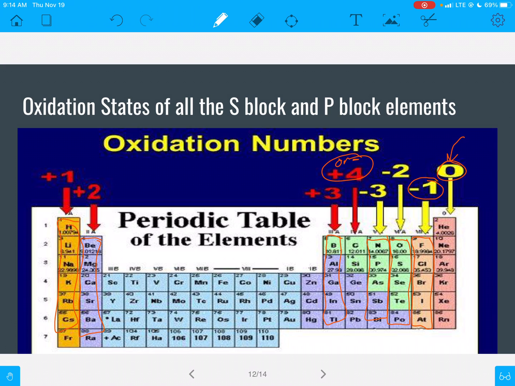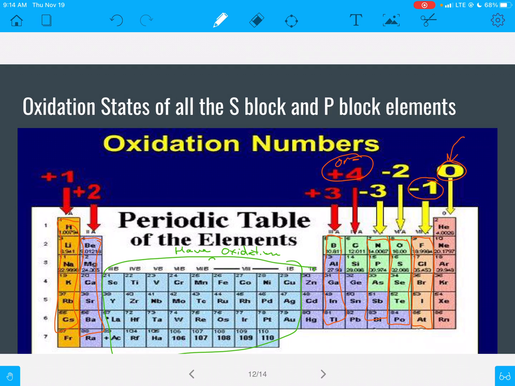Now later on, I'm going to show you guys how to actually determine the oxidation numbers of these guys as well. It's actually pretty easy, but for now, just know that these guys also have numbers. They also have oxidation charges.